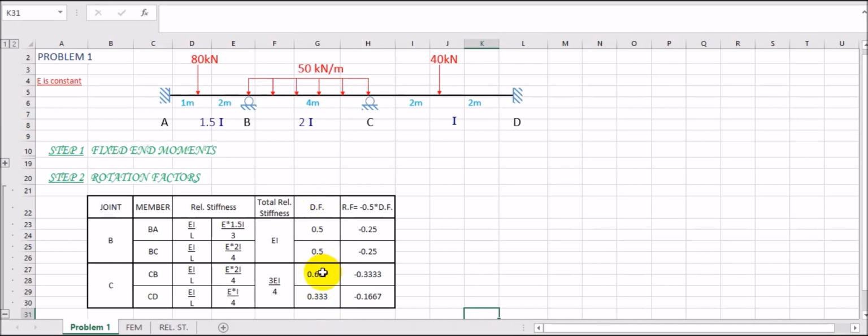I've got my distribution factors, and finally what we require, the rotation factor, that is my final column. It is minus 0.5 into the distribution factor, that is, the negative of half of the distribution factor. So I just multiply my distribution factors by minus 0.5. I get my rotation factors as minus 0.25, minus 0.25, minus 0.3333, and minus 0.1667. So we are done with step 2 of rotation factors.